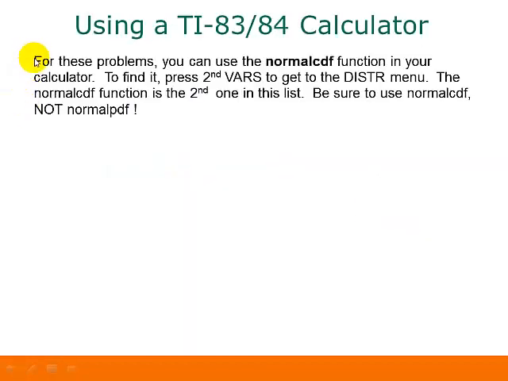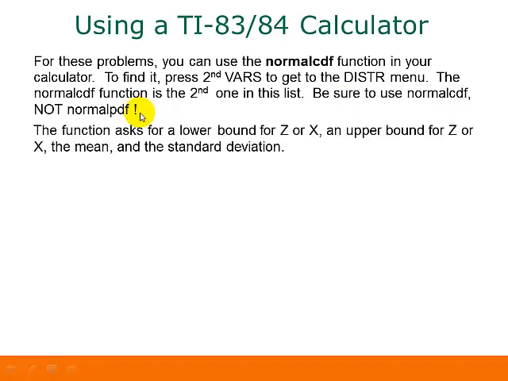So to find areas or probabilities for a normal distribution, we will use the normal CDF function in your calculator. To find it, it's in the same menu as the binomial PDF and CDF functions were. So to find it, press second VARS to get to your distribution menu. The normal CDF function is the second one in the list. And here you have to be very careful to use normal CDF, not normal PDF. The function will ask you for a lower bound for either z or x, an upper bound for z or x, the mean, and the standard deviation.